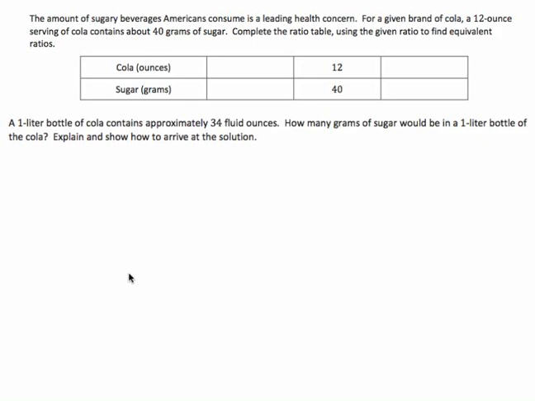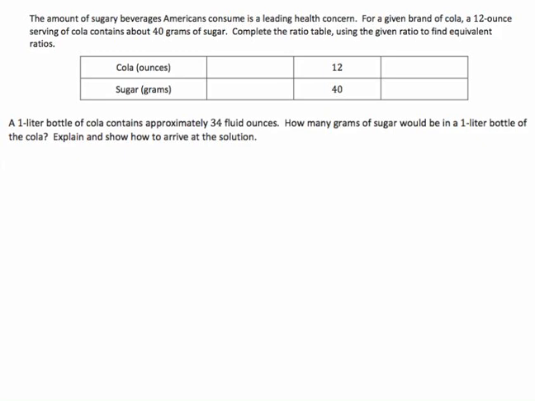The first problem: the amount of sugary beverages Americans consume is a leading health concern. For a given brand of cola, a 12-ounce serving of cola contains about 40 grams of sugar. Complete the ratio table using the given ratio to find equivalent ratios. Okay, so it starts off with that 12 to 40 ratio.